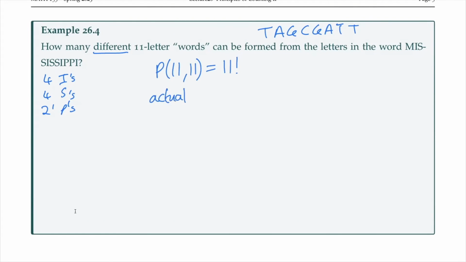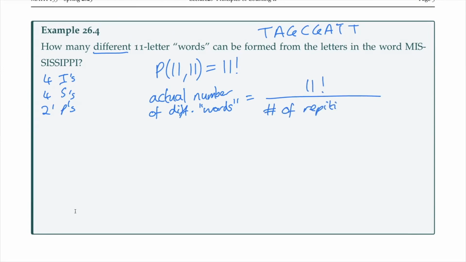here, we want the actual number of different words. I'm going to use words in the sense that we used them previously, that these are our sequences of letters. They don't have to make sense as an actual word in the English dictionary. So the actual number of different words, well, here we have our total number of permutations divided by our number of repetitions for the same word.